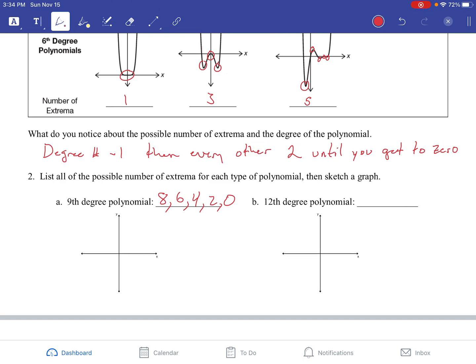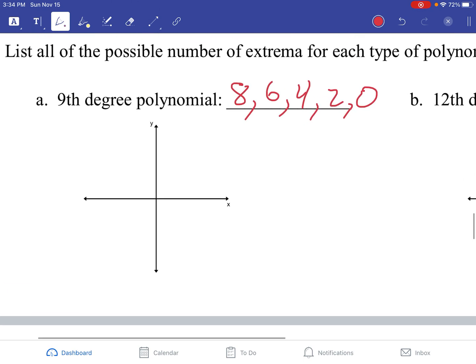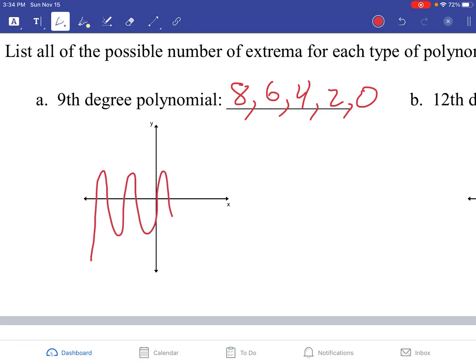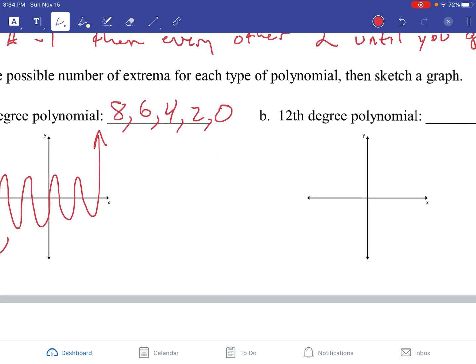Now, when we're graphing a 9th degree polynomial, we can go through the x-intercept up to at least 9 times. So let's try that and see what it looks like. 1, 2, 3, 4, 5, 6, 7, 8, 9. There we go. There's a 9th degree polynomial, and it has 8 extrema. If we had fewer roots, times where it goes through the x-axis, we would have fewer extrema.